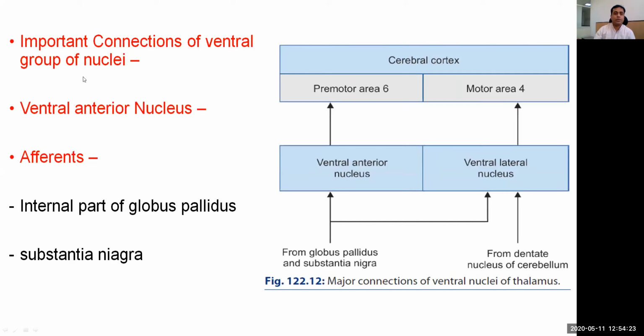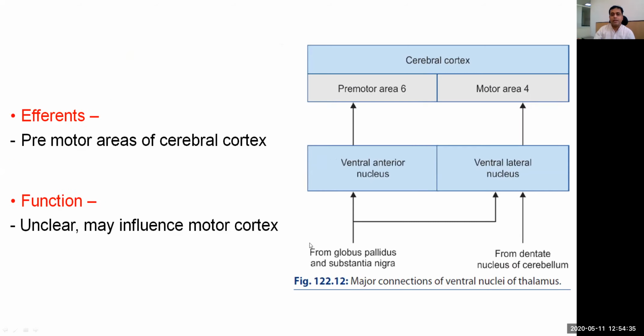Then important connections of the ventral group, which includes the ventral anterior nucleus and ventral lateral. Ventral anterior is receiving afferents from the globus pallidus and the substantia nigra, whereas efferents are going to the premotor area of the cerebral cortex, that is area 6. Function is unclear, but as it is going to the motor area, it may influence the motor activity of the body.